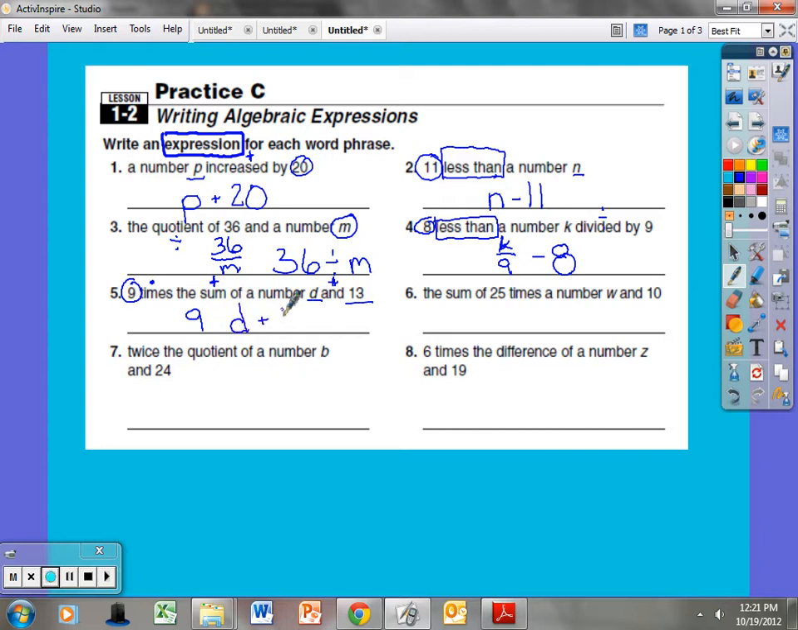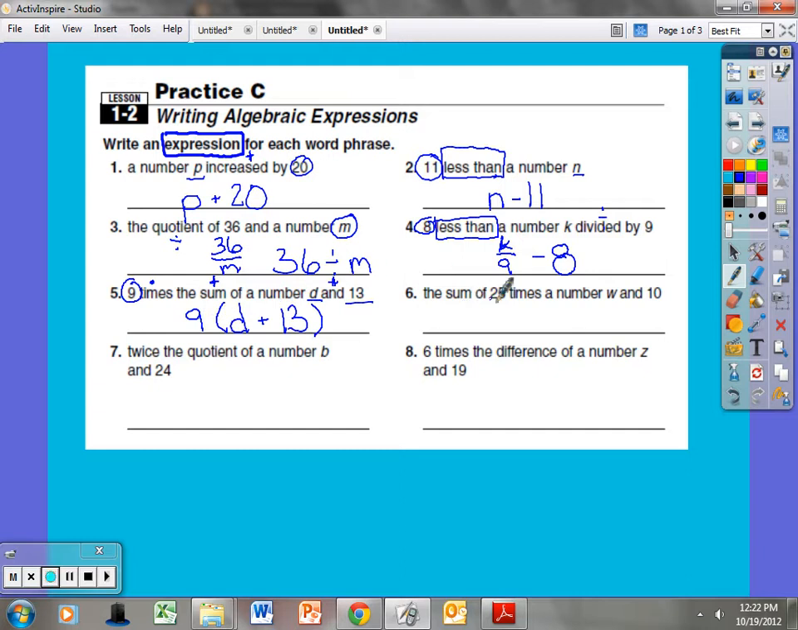Now let's see here, we have 9, we have multiplication, we have d plus 13. Now written like this it says 9 times d plus 13. I have to get the sum first, so all I'm going to do is put these in parentheses. Because here, order of operations, PEMDAS tells me add before you ever multiply. So I would add these two first and then multiply by 9.